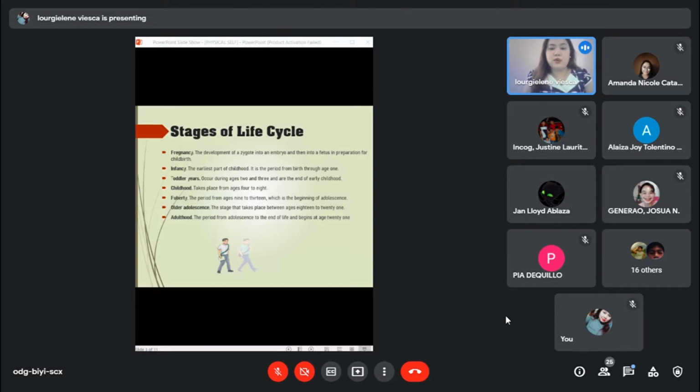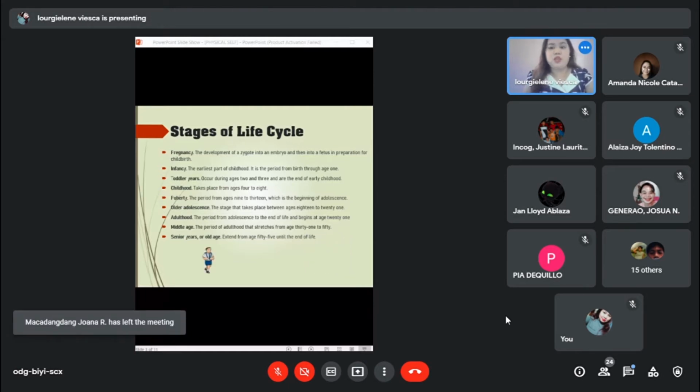Then last one, we have the senior years. The senior years extend from age 55 until the end of life. During the senior age, they are our elders. They tend to have bones that shrink and become more dense. They are also weak and more prone to fractures. Sometimes they experience shortness of breath. Muscles generally lose strength, endurance, and also flexibility. Sometimes factors are also connected with their ability in coordination, stability, and balance. They are getting weak because they are now in the fragile stage.